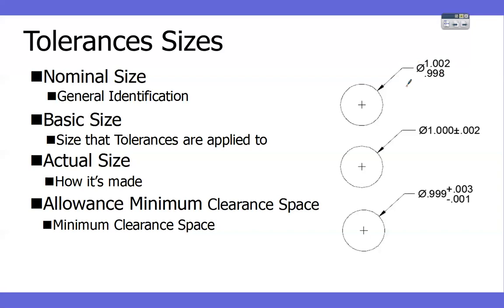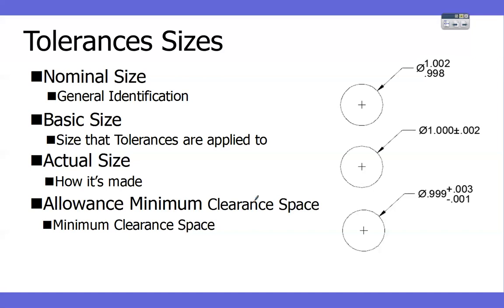So all of them have the same nominal size of 1 inch. The basic size is, there isn't one, just NA, 1 inch or 0.999. Okay? The actual size is how big it's actually made. So when we actually drill this hole and we measure it, what is that size? That's the actual size. Okay?